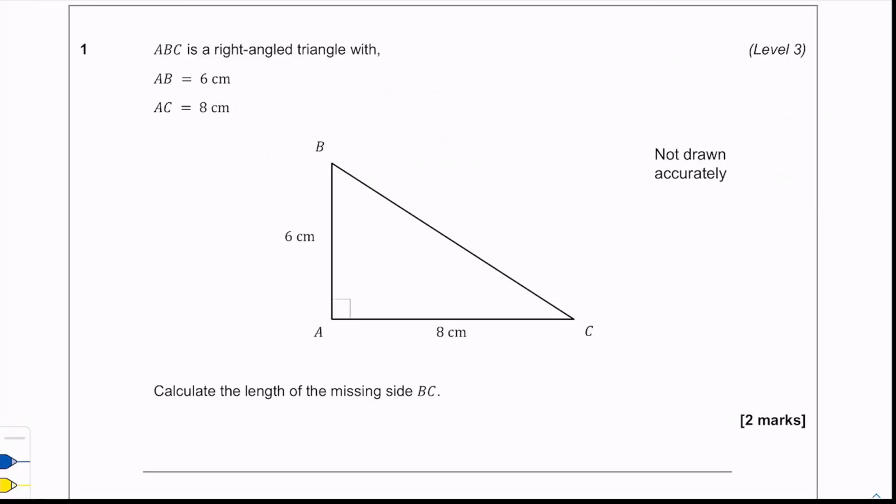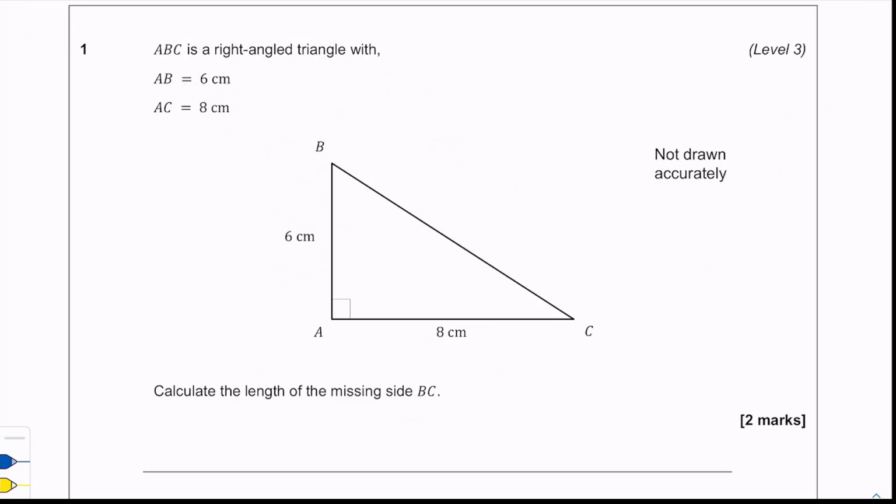Let's get started with our first question, which is the standard example of how you can be asked to apply Pythagoras' theorem to an exam question. We are told that AB is 6 centimetres, which is labelled on our diagram, and AC is 8 centimetres as well. We need to calculate the length of the missing side BC.